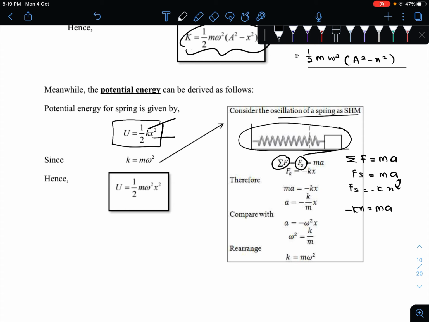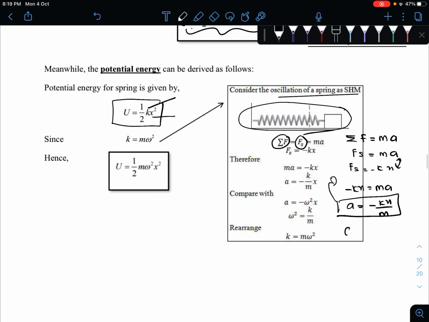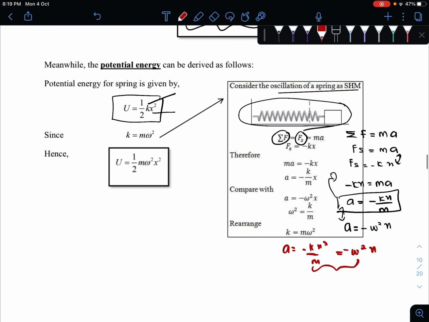So rearranging this equation, we get a equals negative kx divided by the mass. So this is your acceleration here according to this derivation. However, we also found another equation for acceleration in simple harmonic motion, which is negative omega square x. So both of these are your acceleration. So we are going to now compare these two, where a equals negative kx over m and also a equals negative omega square x. So we will equate these two.